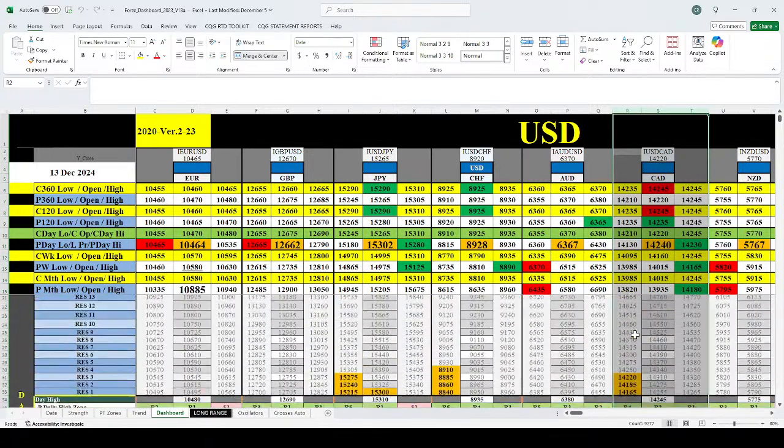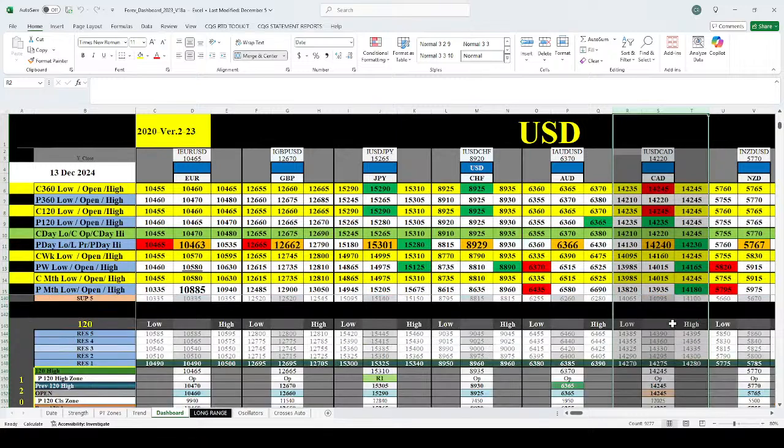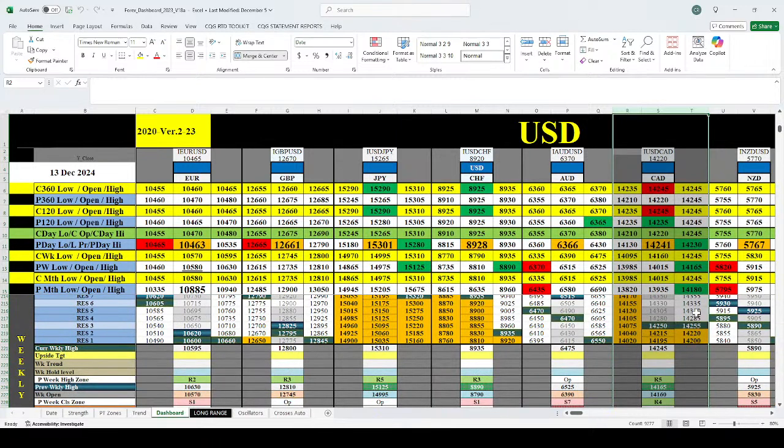Now let's go one by one. Daily RR2 is 142.85 and RR5 is 143.80. Give me a minute. Write down this level. The target should be 142.85, 143.80. Now we go into weekly RR5. This is 143.05, 143.10. So in other words, the targets should be 142.85, 143.10 and 143.80.